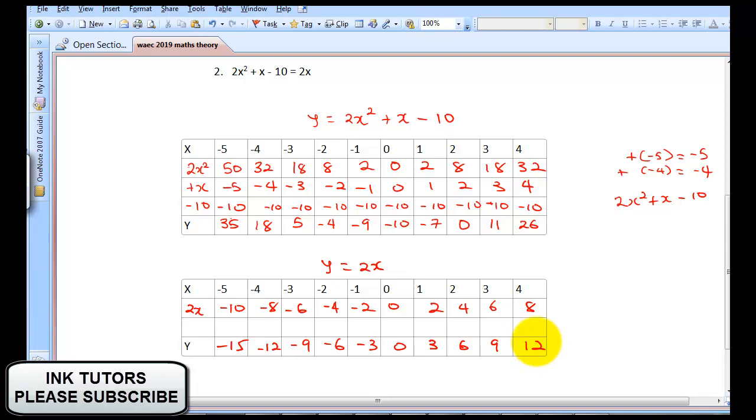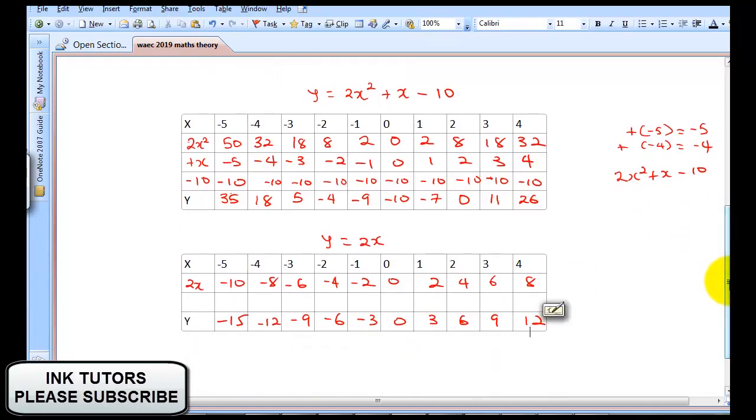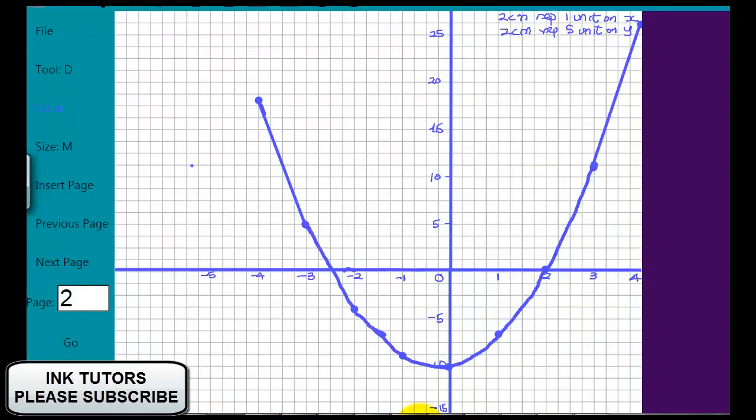At this point, we will start plotting our straight line graph. Now we are finished with our table of values for the straight line graph. We will proceed to plotting the graph. The first point says when x is minus 5, y is going to be minus 15. Now let's look from our graph. X is minus 5, y is going to be minus 15. So it's going to be at this point. I'll put my dotted line at this point.